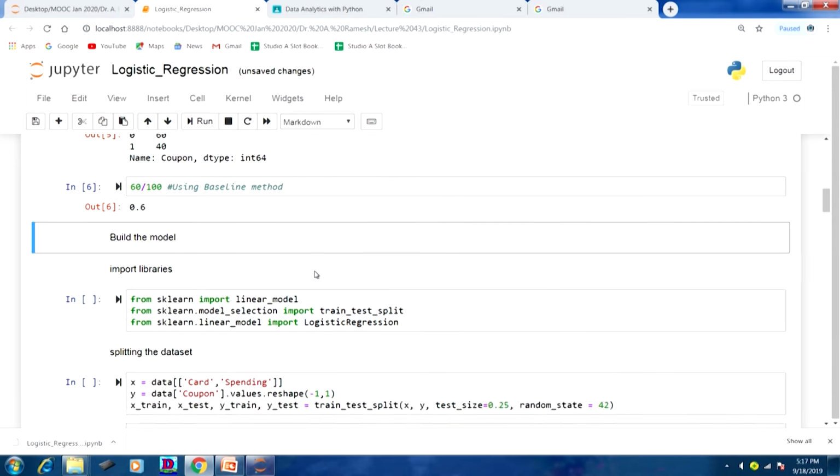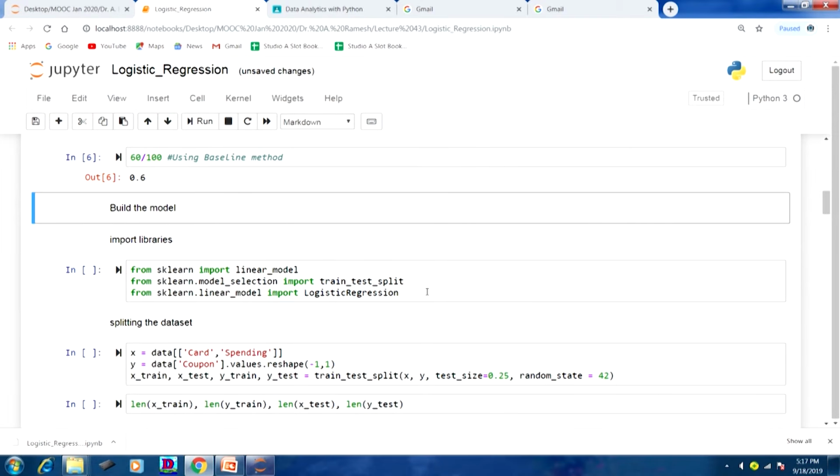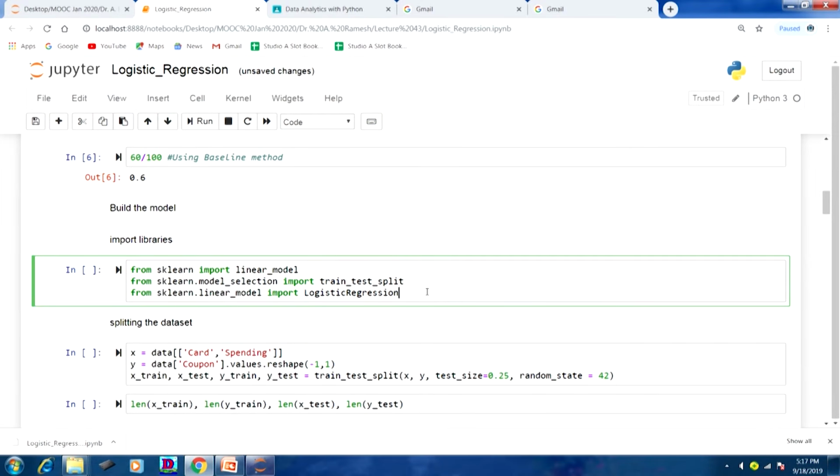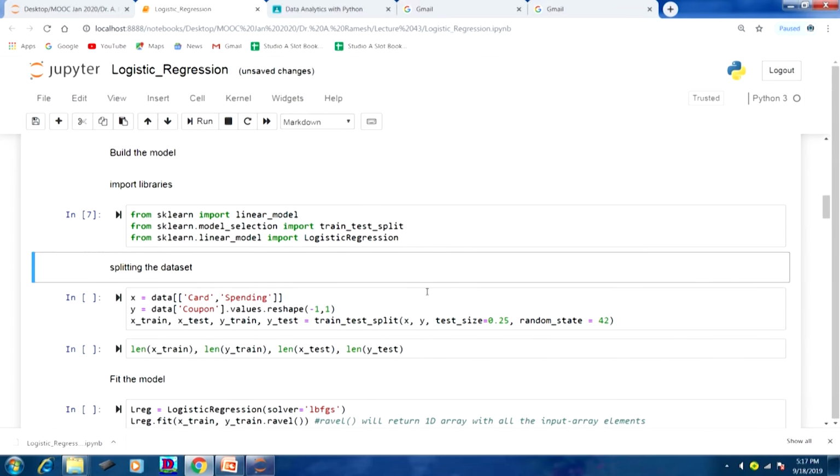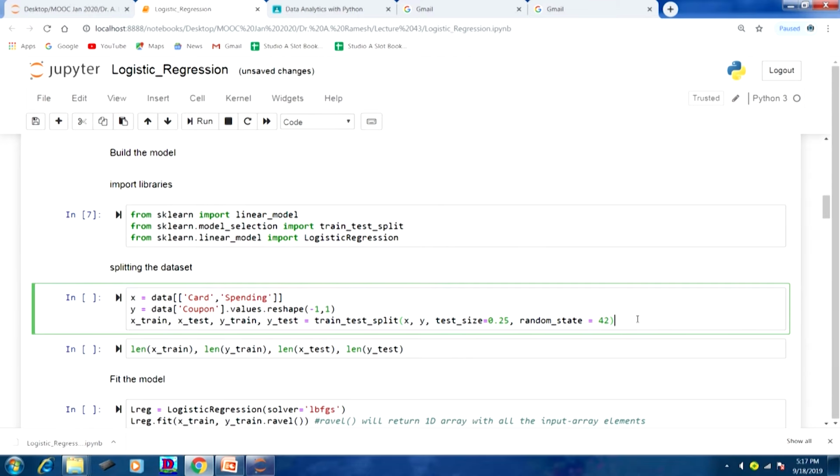Now, we will go for building the logistic regression model. I have imported linear underscore model, and from sklearn dot model underscore selection I have imported train underscore test underscore split. There I have also imported logistic regression. Then we will split the data set in the ratio of 75% for training and the remaining 25% for testing.